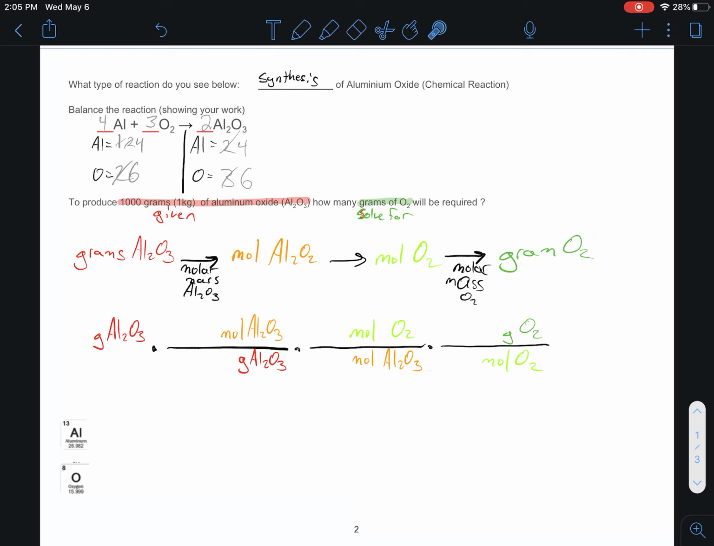All right, now for the numbers. Go ahead and pause once you know you have that set up correctly. And let's see if you can give me the given. Solve for the molar mass of Al2O3. Solve for bringing down the coefficients for this middle. And again, solve for molar mass of O2. So let's do that in smaller steps. Start with giving me the given and solve for the first one, molar mass of Al2O3.